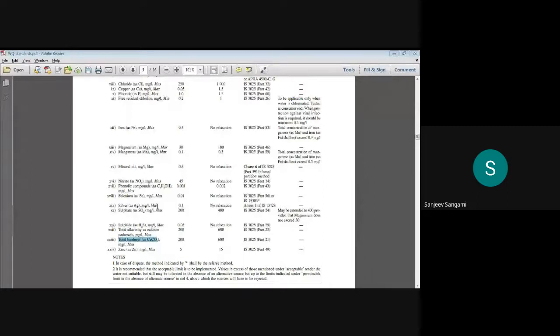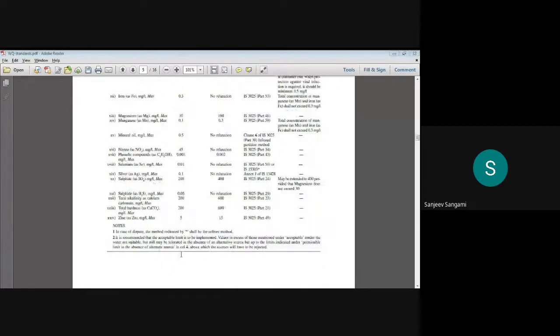Okay, and carbonates and bicarbonates. Carbonate is represented as CO3. Bicarbonate is represented as HCO3. Okay, then zinc is also very important for our body.